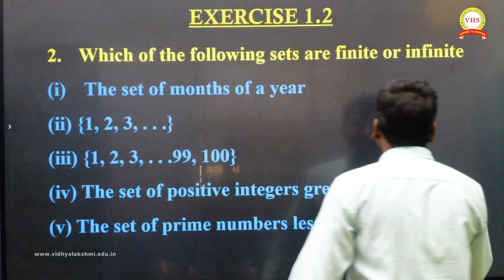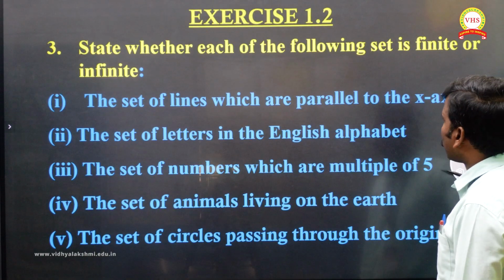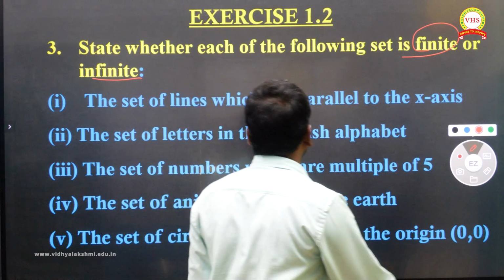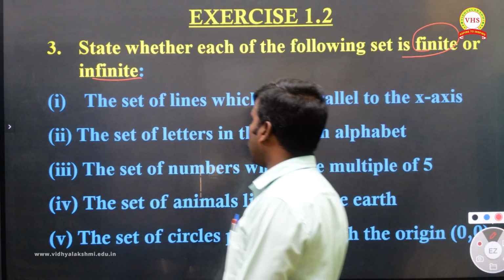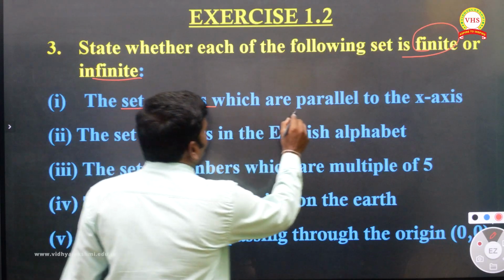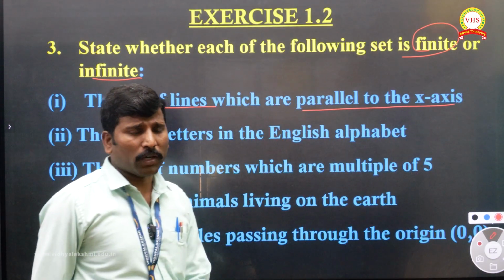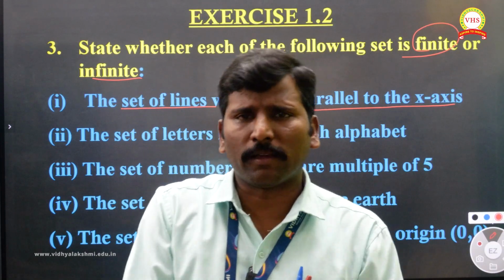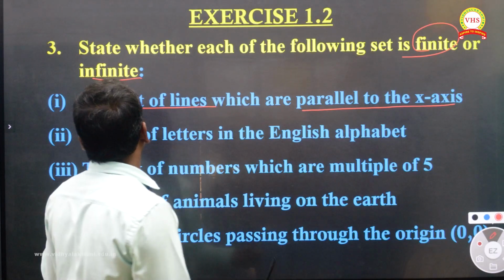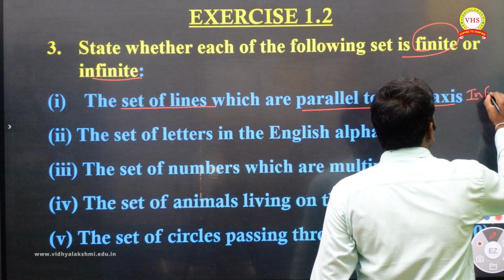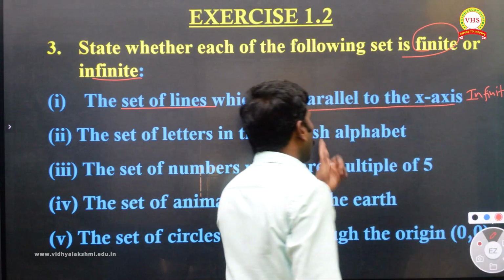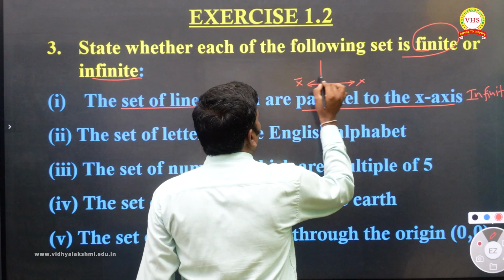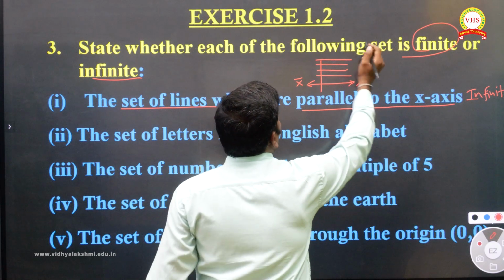Let's start the next one, the third Roman. State whether each of the following sets is finite or infinite. Again, they gave it like the second Roman. The set of lines which are parallel to the x-axis. See, if you draw lines parallel to the x-axis, we can draw many. This is not countable. We can draw many, so this will be infinite. Many lines you can draw which are parallel to the x-axis. If this is the x-axis, we can draw many lines here, all parallel to the x-axis only.